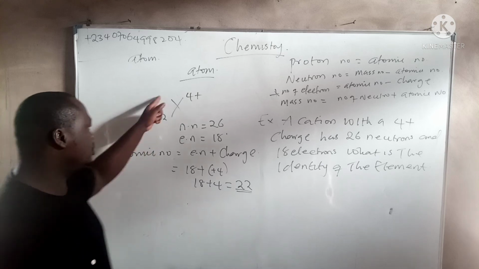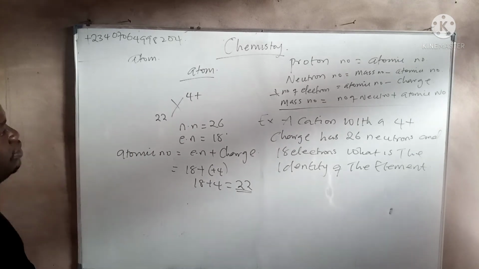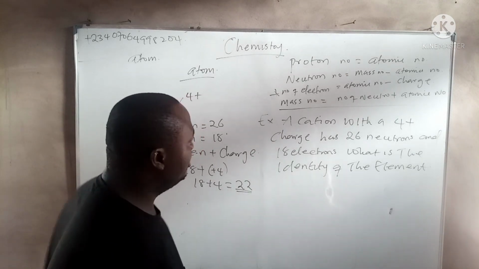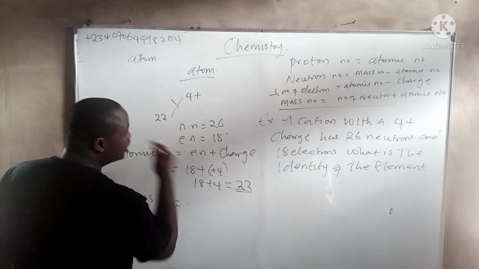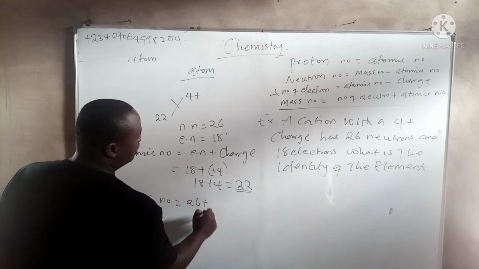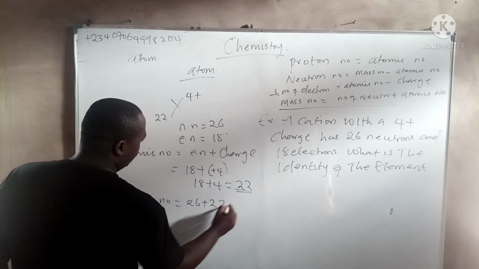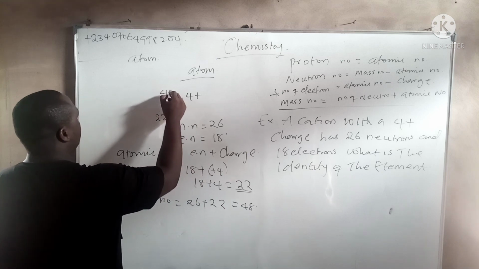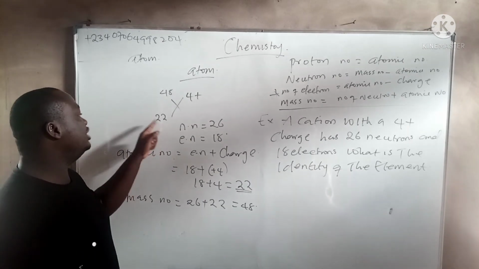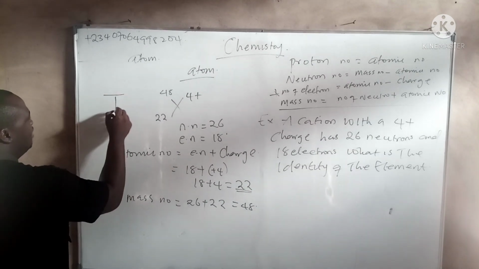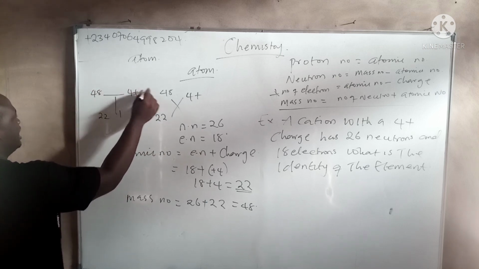The next step is for you to get the mass number. The mass number, from this formula, is the number of neutrons plus the atomic or proton number. Therefore, the mass number is equal to the number of neutrons, 26, plus the atomic number, which is the number of protons, 22, and that should give you 48. Since the atomic number determines the identity, in the periodic table the only element that is number 22 is titanium. Therefore, the identity of this element is titanium-48 with a 4+ charge. That is the answer to this question.